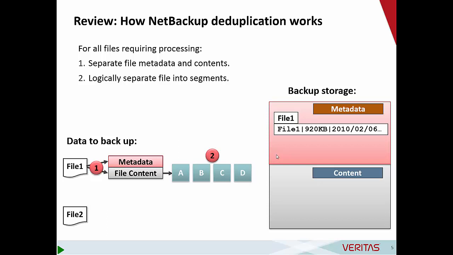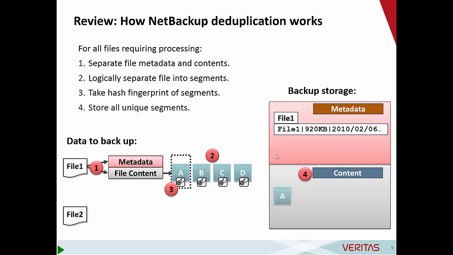NetBackup is going to go through and analyze each one of these segments. Basically, it's going to do a hash on the segment, and that produces a fingerprint. The fingerprints are stored with the data in the MSDP pool. So when the backup runs, unique data is written to the MSDP pool, and the fingerprints are stored in the fingerprint database, which is part of the MSDP pool. Unique data only needs to ever be written once.